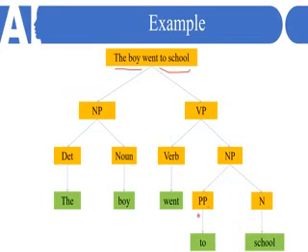So if we see at the last, we are having the school, then we are having two, then went, boy, and the. All these are nothing but the terminal symbols. So like this, this will be the parse tree for this particular example.